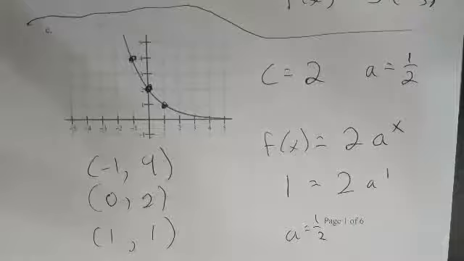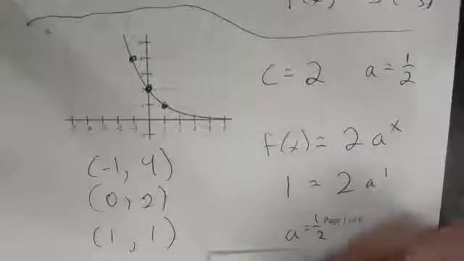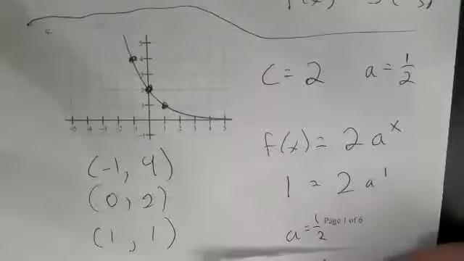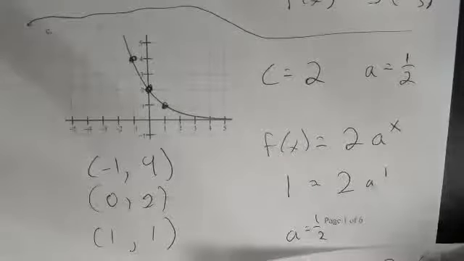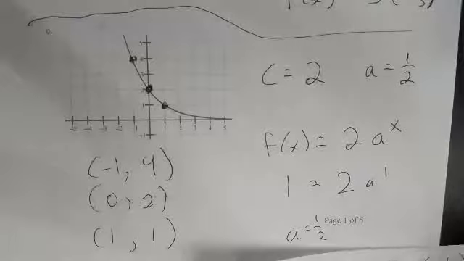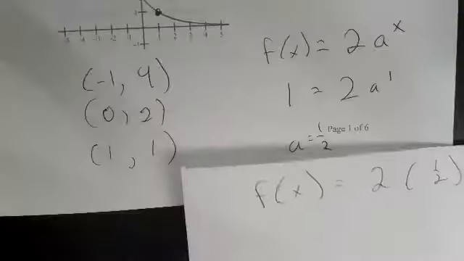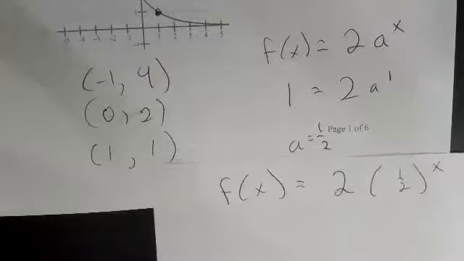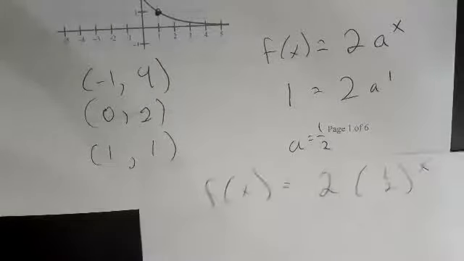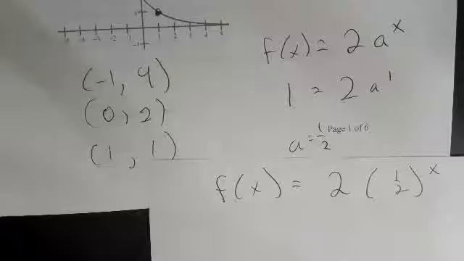If I want to finish up my function, throw a little paper up here. We're running out of room here. F of x. I know my c is a value of 2. I know my a is a value of 1/2 to the x. And so if I want to finish off writing the function, it should look something like that. Okay.